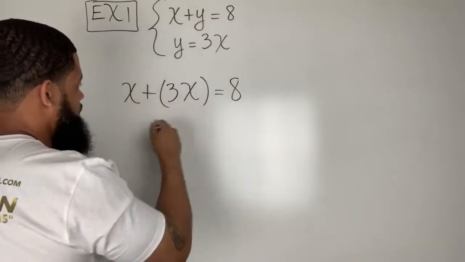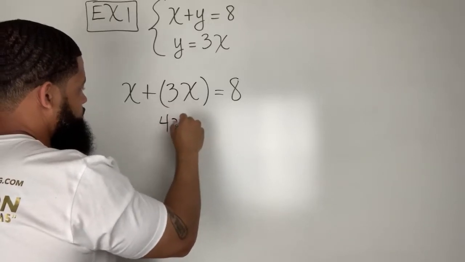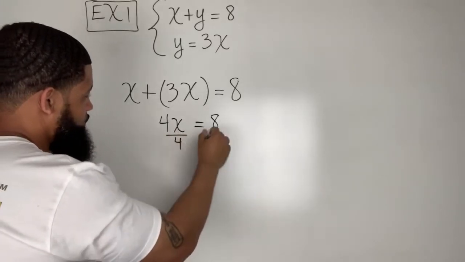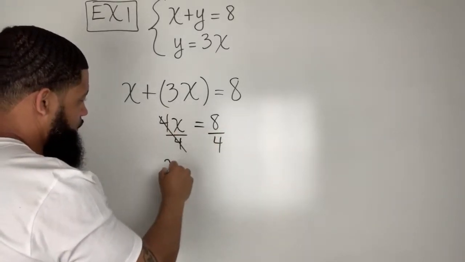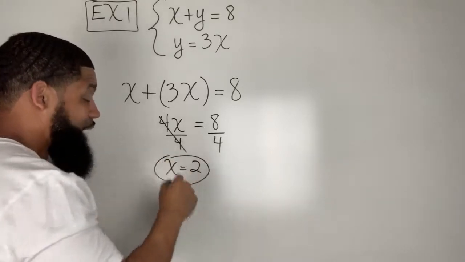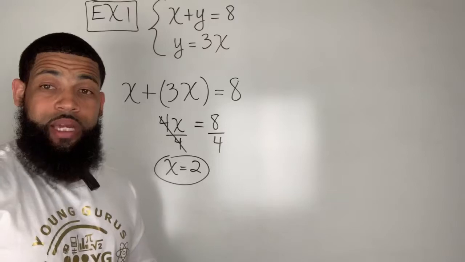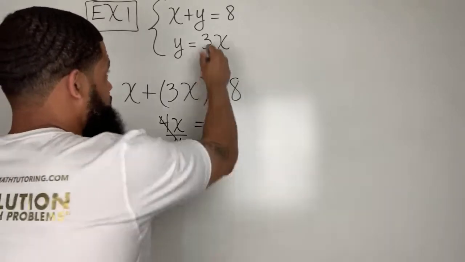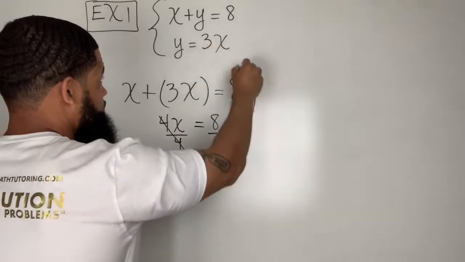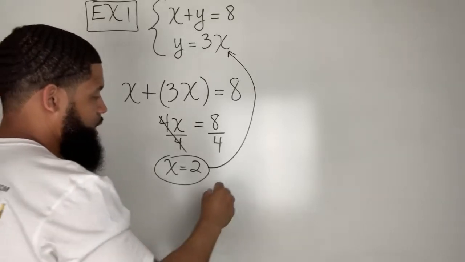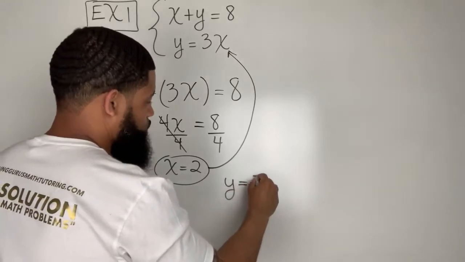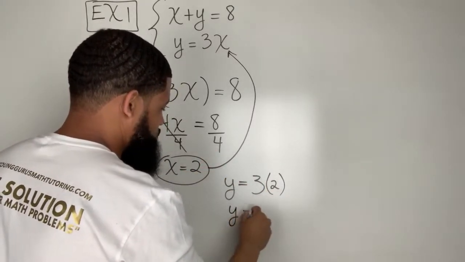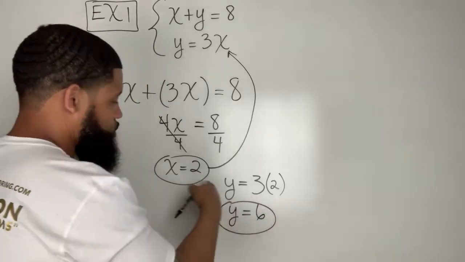Now we're going to solve for x. So x plus 3x equals 4x, and 4x is equal to 8. From here, I simply divide by 4 on both sides. And then those cancel, and I get x is equal to 2. Now that I have the value of x, I can plug that back into the other equation. And you can do it in either one, it doesn't matter, but I always plug it back into the other equation. So I'm going to take this and plug that right there. So I have y equals 3 times 2. All right, so 3 times 2 is 6. So now I have x equals 2, y equals 6.